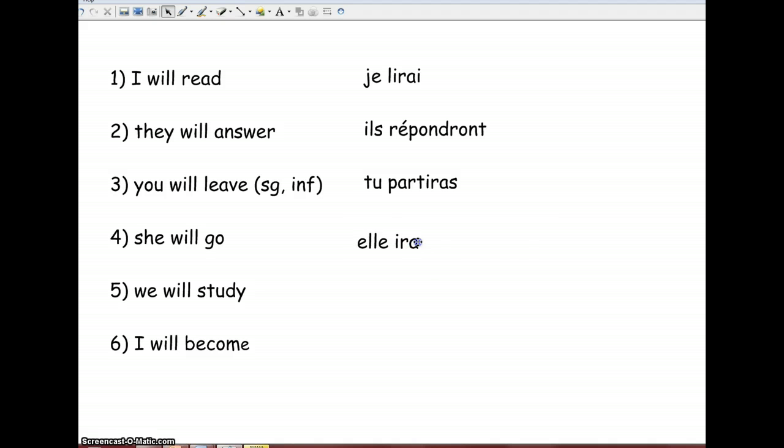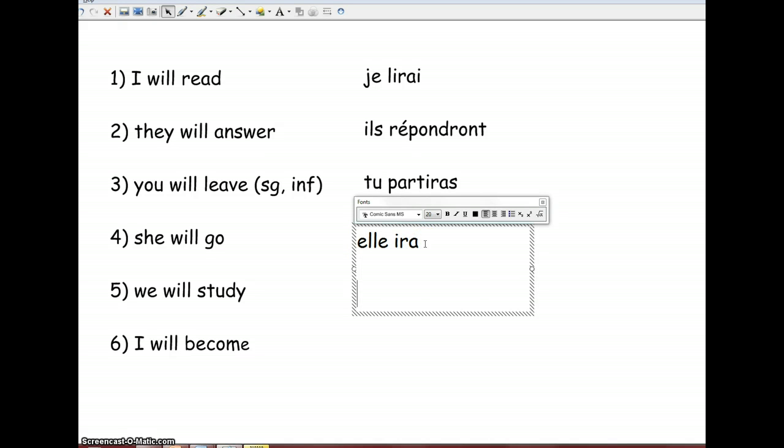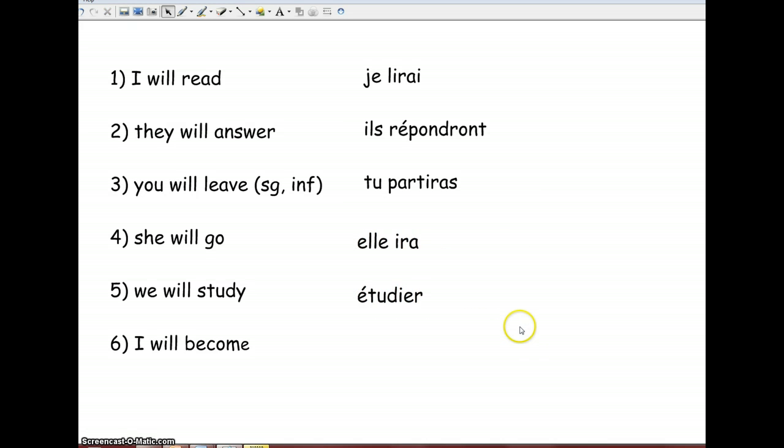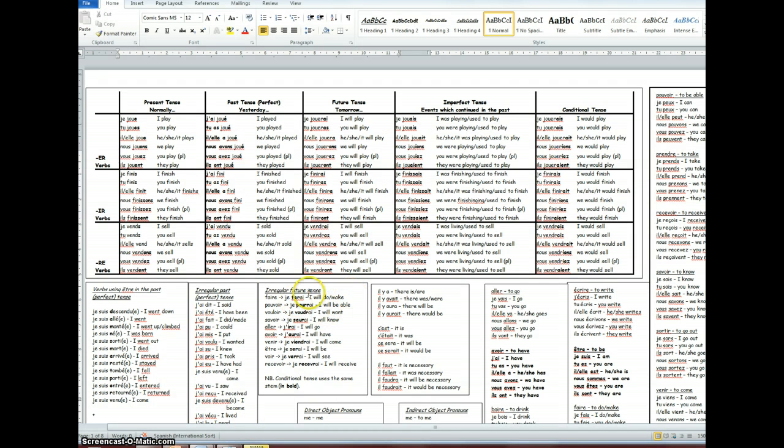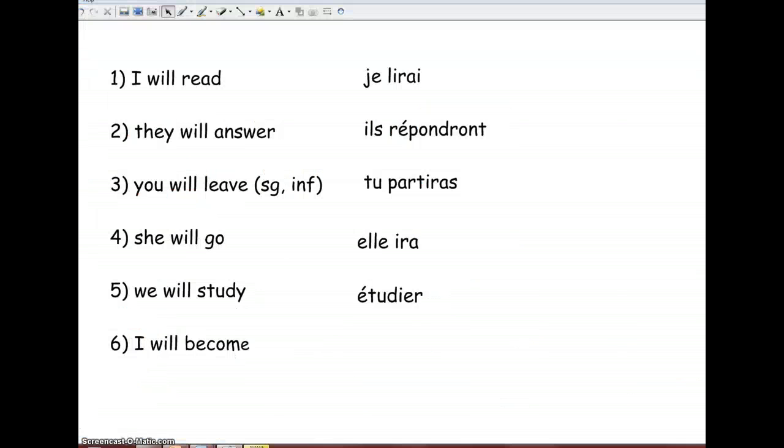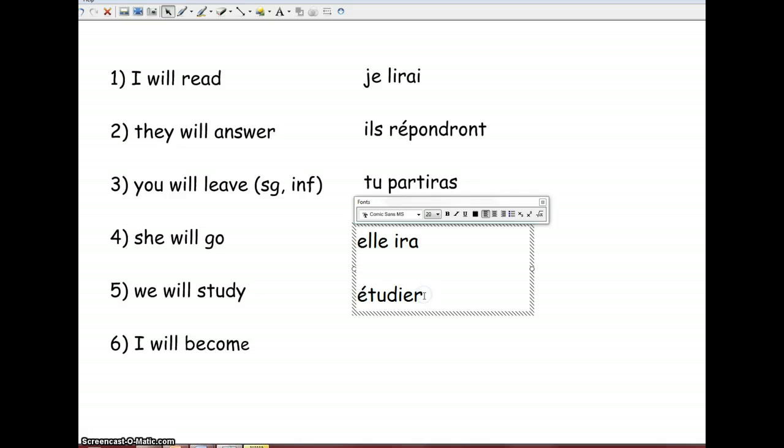Okay, next one. We will study. To study, we can find on the back of the learning mat: étudier. Étudier, to study. And we want we will study. Okay, so check the future tense irregular list. It's not there. So étudier is an ER verb, and we will study. Nous jouerons is we will play. So ONS is the part in bold. That's our ending for we. So that is what we will add on here, ONS.